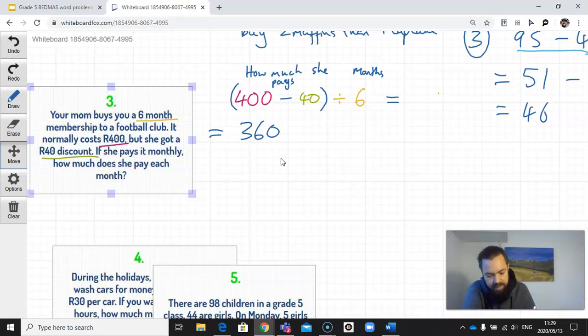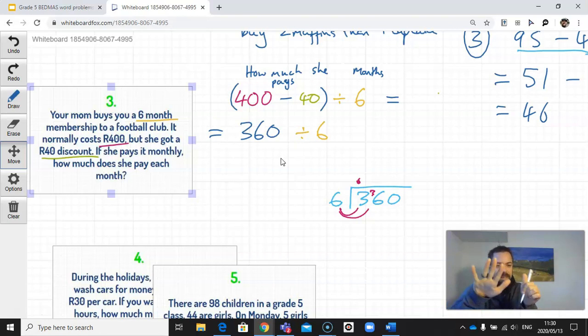And we still need to divide that by 6. And again, on the side, if you can't do that in your head, you just jot it down. So I'm going to do my bus stop, put my 360 in there, put my 6 out there, and then I'm going to ask myself, does 3 go into 6? No. Does 3 go into 36? Yes, it does. 6. Does 6 go into 36? 6, 12, 18, 24, 30, 36. It goes in 6 times, with nothing left over. Does 6 go into 0? It goes in 0 times. And there's my answer.